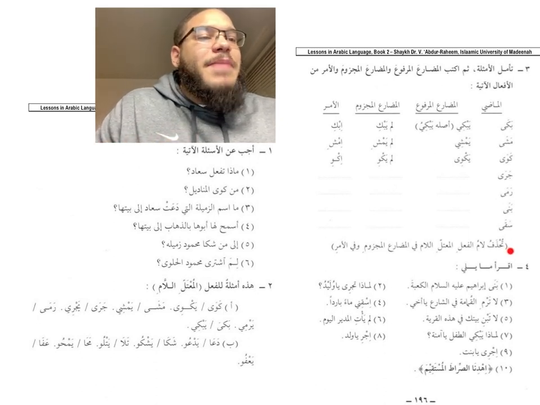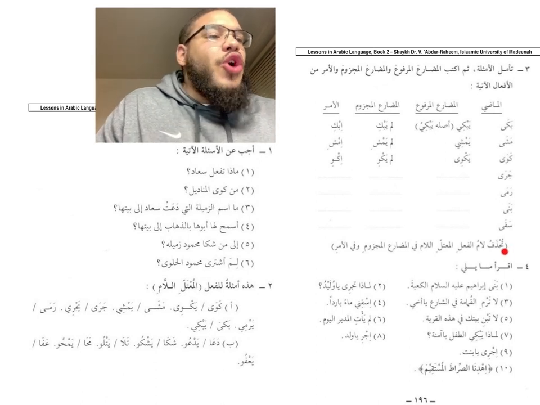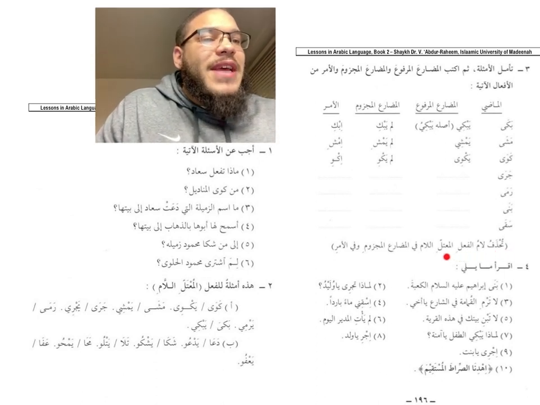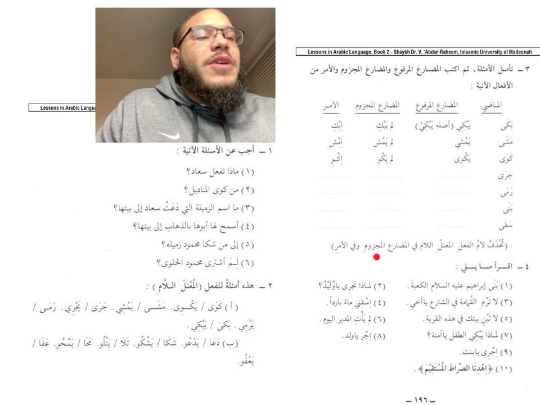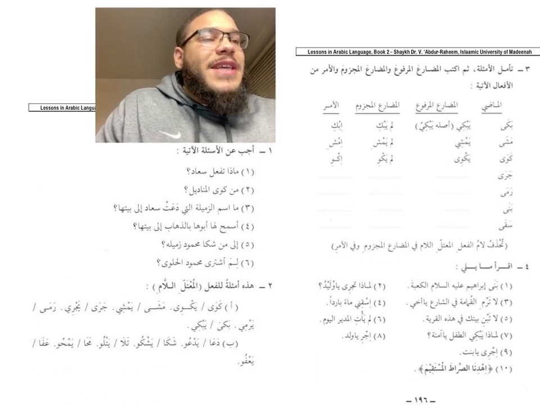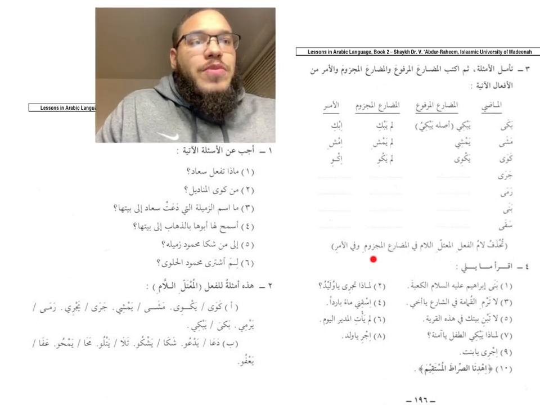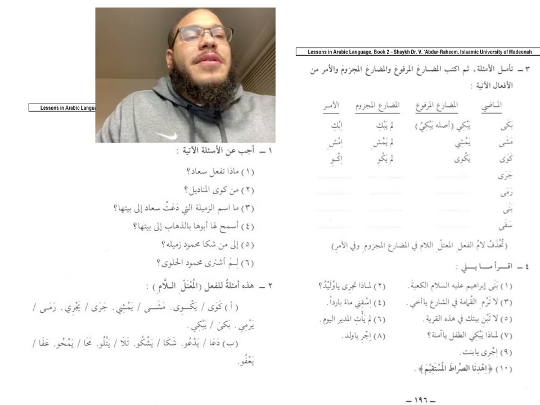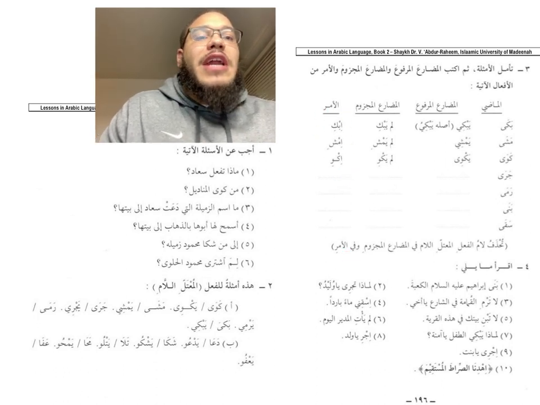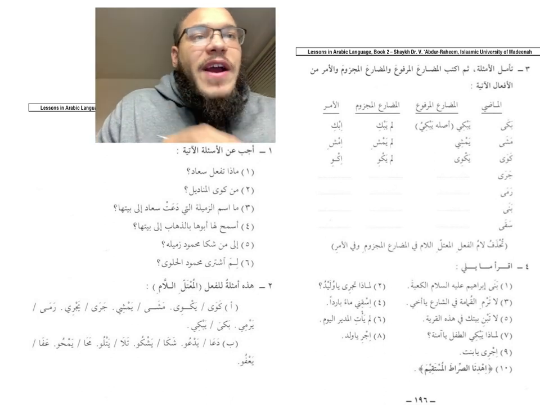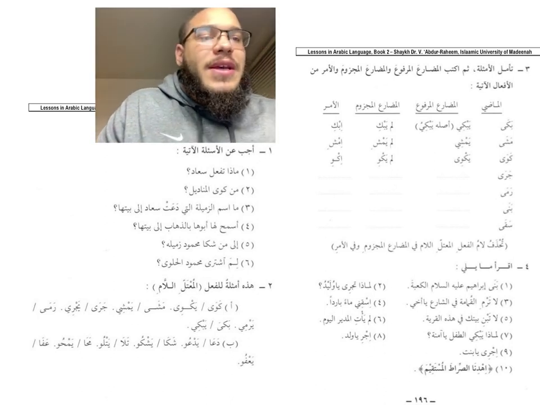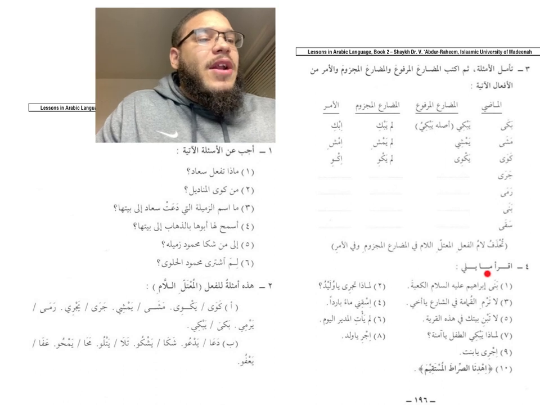So here, in the brackets, it's between the two brackets: the final weak letter is deleted in the present tense that is majzoom, i.e. this column here that takes sukun, or its equivalent because of lam or something else that makes it take sukun, and in the amr, in the command verb. So the sign of it being majzoom, the sign of sukun with the final weak verb, is that you delete the final weak letter. And it says read the following examples.